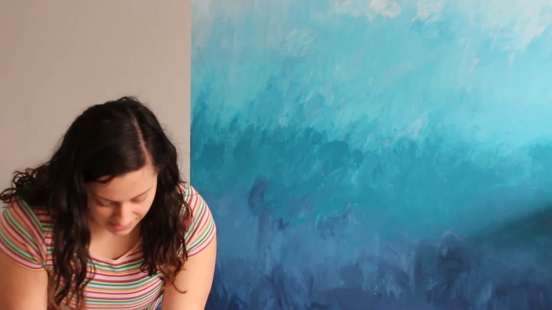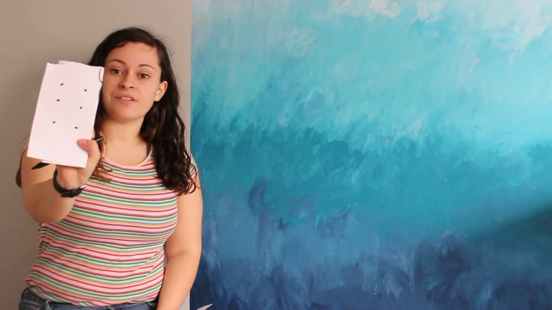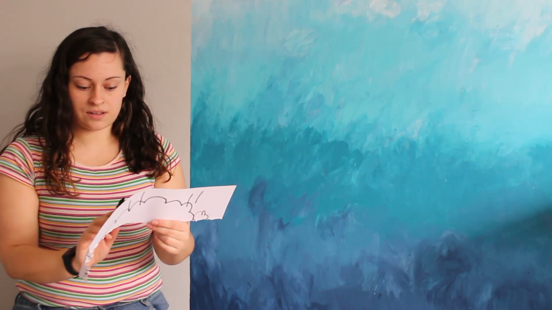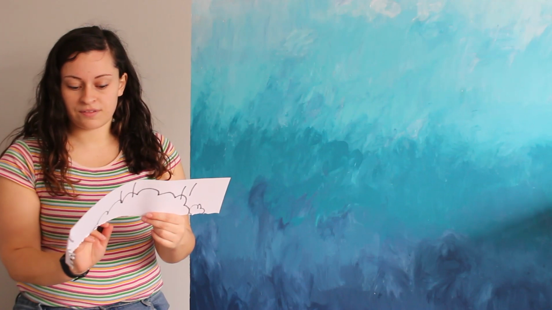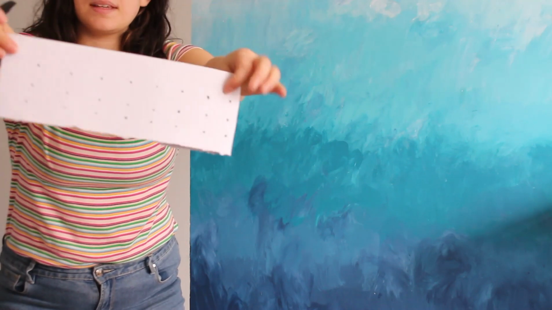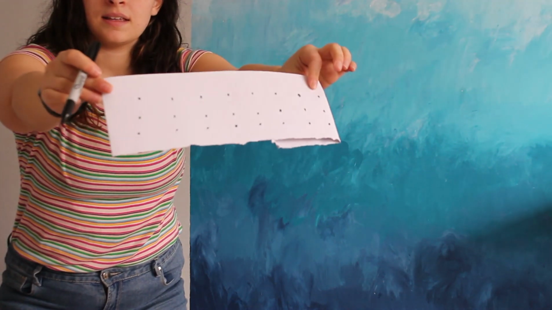So, I'm going to write a word that has 1, 2, 3, 4, 5 letters. So I need to draw 5 of these on my page. So I have 1, 2, 3, 4, 5. I think I've done too many. Can you see them? Okay.